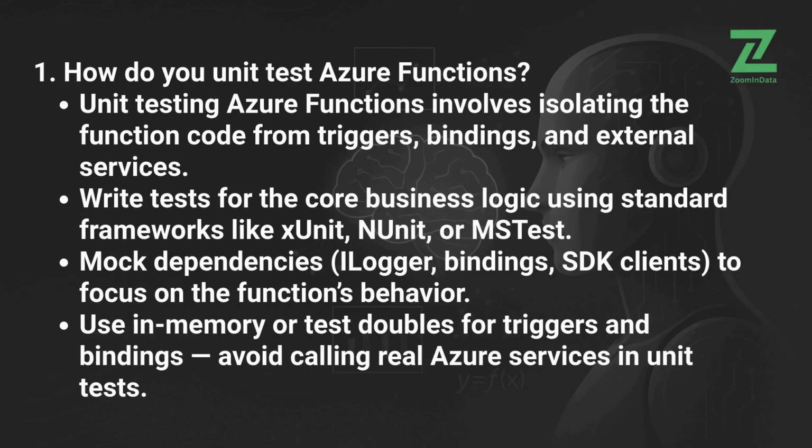How do you unit test Azure Functions? Unit testing Azure Functions involves isolating the function code from triggers, bindings, and external services. Write tests for the core business logic using standard frameworks like xUnit, NUnit, or MSTest. Mock dependencies, ILogger, bindings, SDK clients, to focus on the function's behavior. Use in-memory or test doubles for triggers and bindings. Avoid calling real Azure services in unit tests.